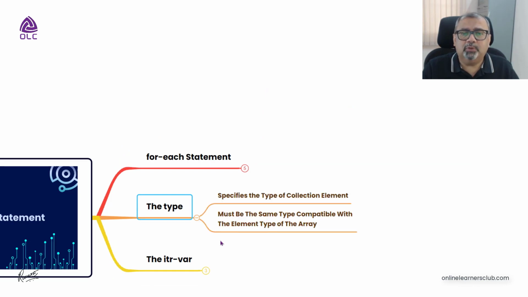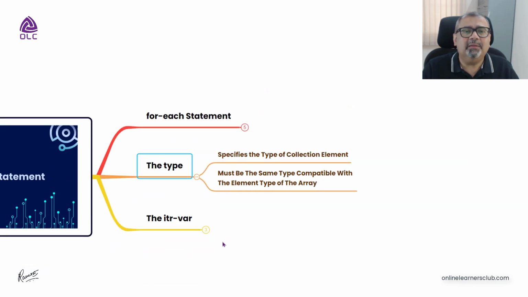Coming to the type, it is nothing but the type of the collection element inside the array. What data type the element has must be specified, and it should be compatible with that particular element. For example, if we have an array of custom types, such as an array of employees, it should also have the Employee type or any other parent class where you can easily identify them. That's the basic concept.